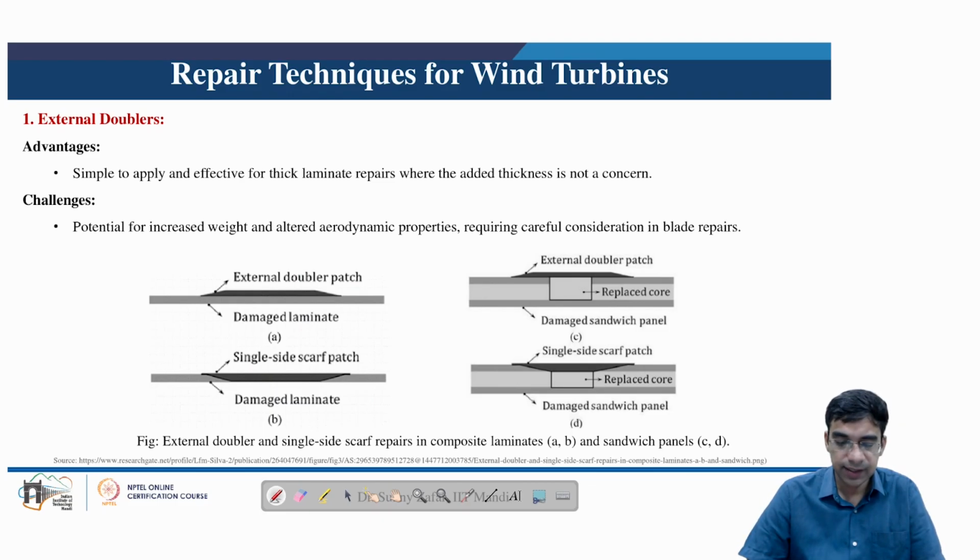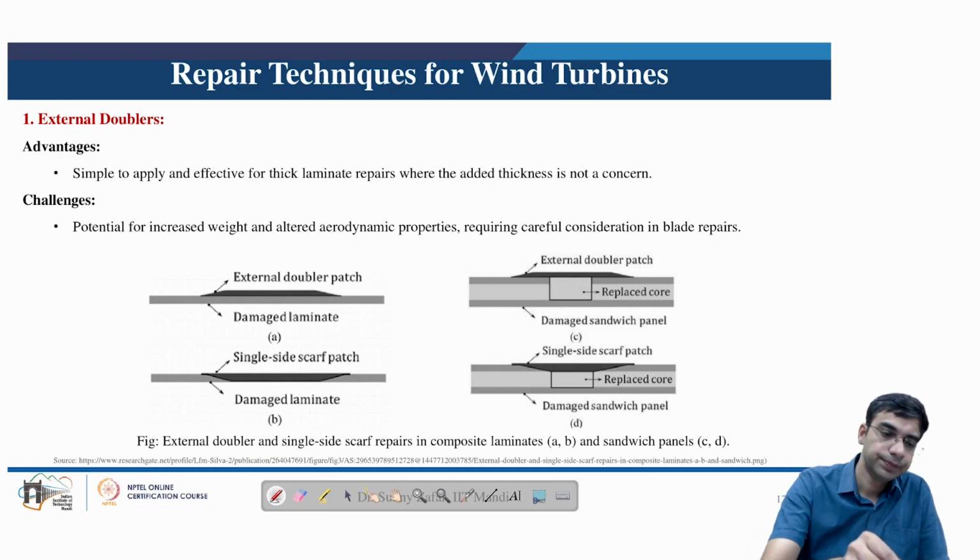Here we can see the schematic where external doubler and single scarf repairs are conducted on composite laminate and sandwich laminate. We can see the single scarf is generally not increasing the thickness, whereas the external doubler is increasing the thickness. So there has to be a careful consideration of the optimal choice of the repair technique.